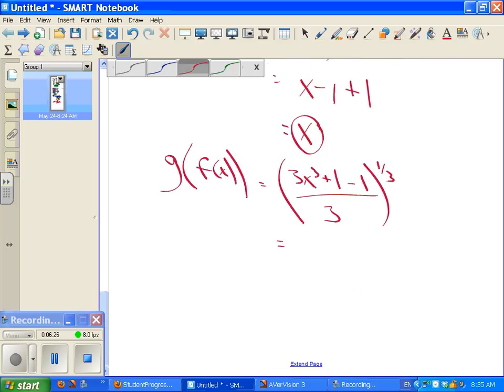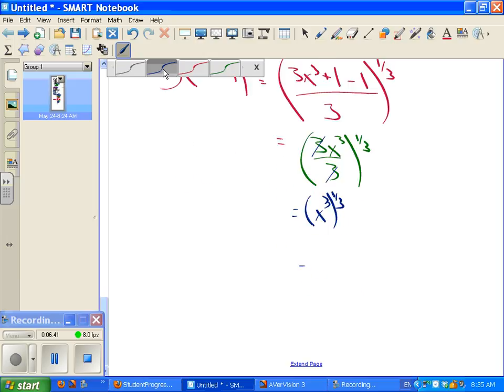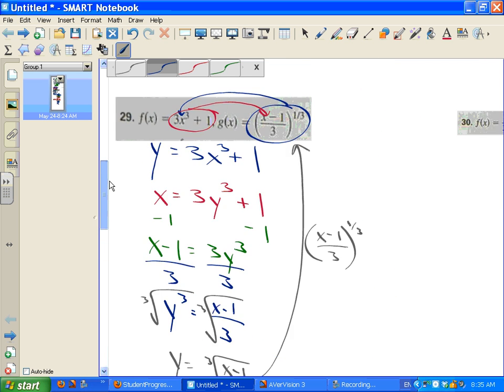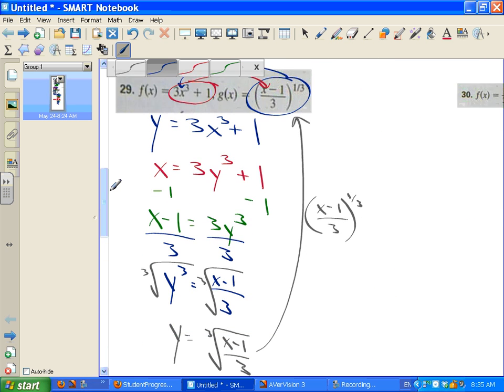All right, so simplify things. Plus 1 minus 1 leaves me with 3x cubed over 3 to the 1/3. These cancel, so now I've got x cubed to the 1/3, which is just x, because power to power, I'm going to get x to the first. They have to be inverses of each other. So it doesn't matter which order you go in. Or if you just want to pick one of these and solve for its inverse and then show that it has to equal the other one, that works too.